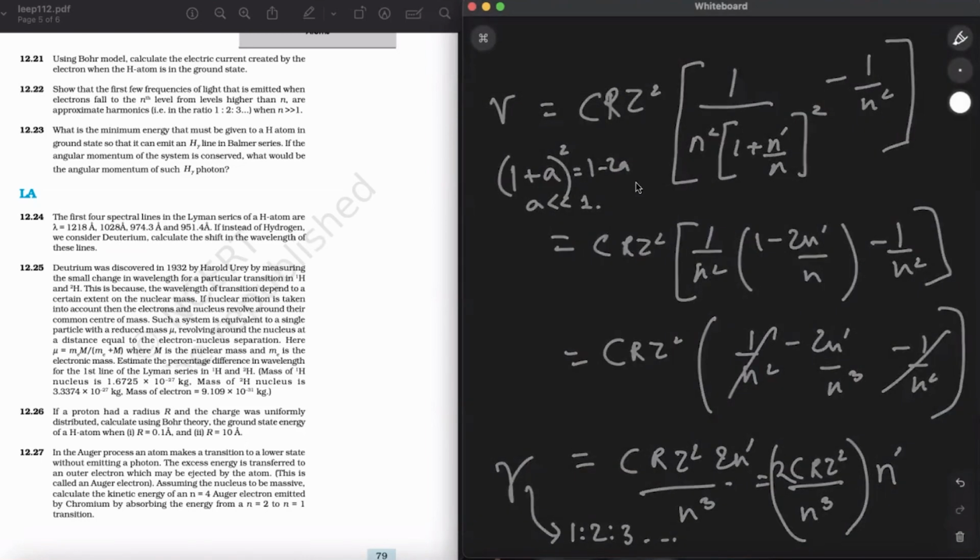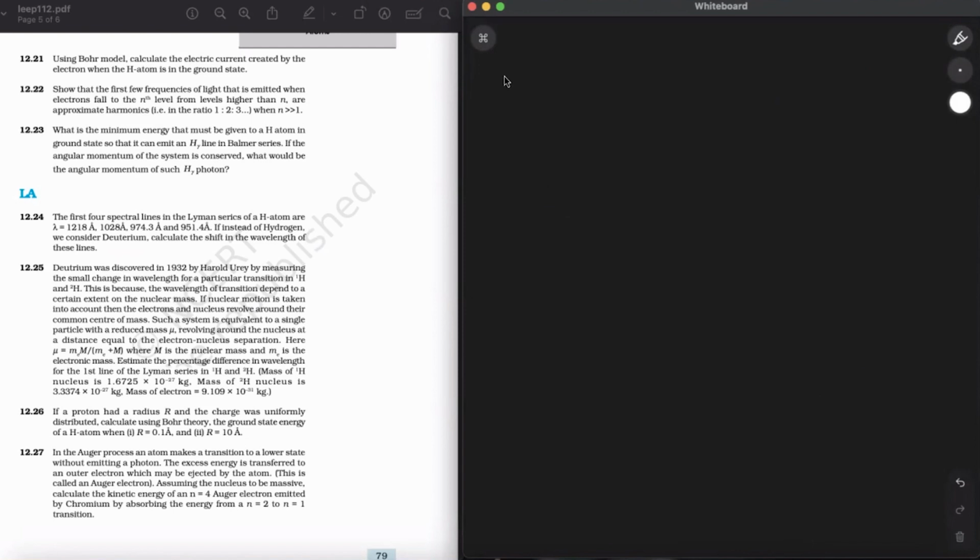So now moving on to question number 23rd. Alright, so in question number 23rd, what is the minimum energy that must be given to a H atom in ground state so that it can emit an H gamma line in Balmer series? If the angular momentum of the system is conserved, what will be the angular momentum of H gamma photon? Okay, so as we already know that this H gamma is basically what? It is a spectral line in the Balmer series.